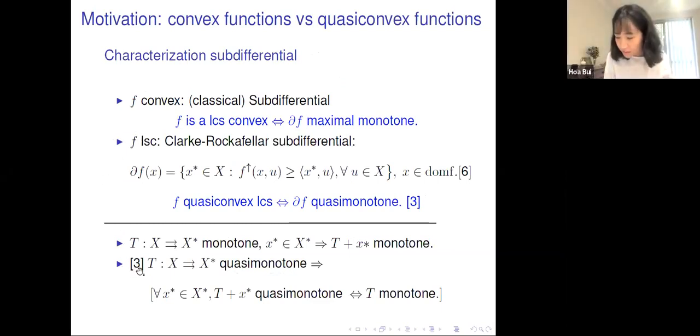Then I'm wondering, if we don't consider every X star in the dual, that is, not all the linear functions, but only a class of linear functions, for example those with norm less than some constant, can we use your main theorem to characterize which functions f remain quasi-convex under the summation with all the linear functions with norm less than a constant?